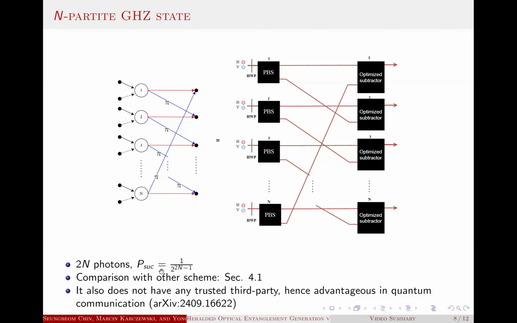Our scheme requires 2n photons with success probability 1 over 2 to the 2n minus 1. A comparison of our scheme with other schemes for generating GHZ states is given in section 4.1 of our manuscript. An interesting property of our scheme is that it does not have any trusted third party, hence advantages in quantum communications, which is well analyzed in this paper.